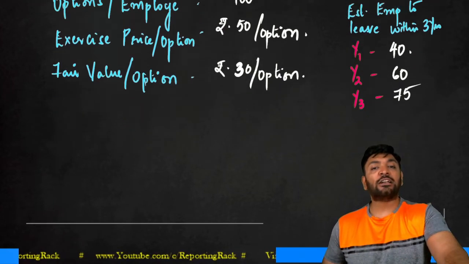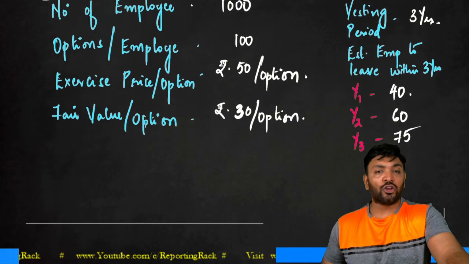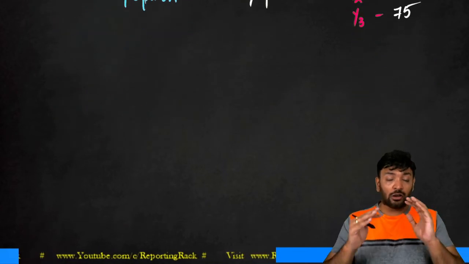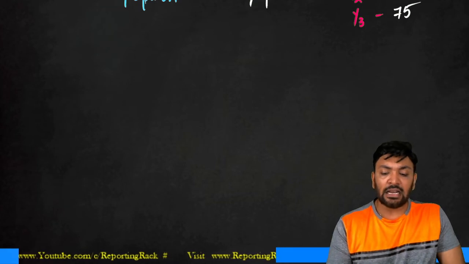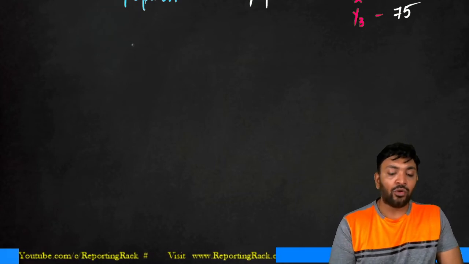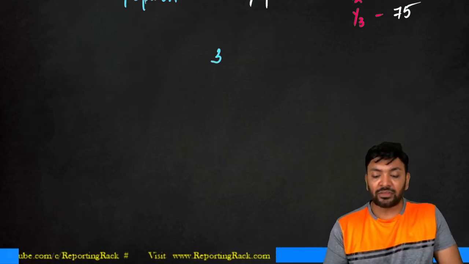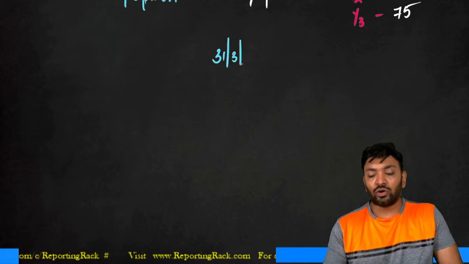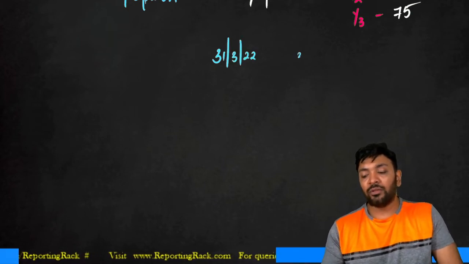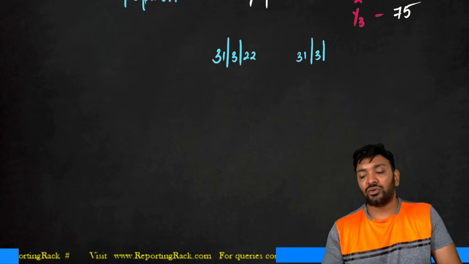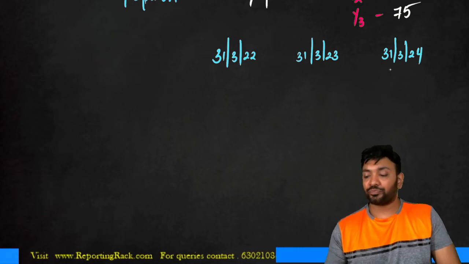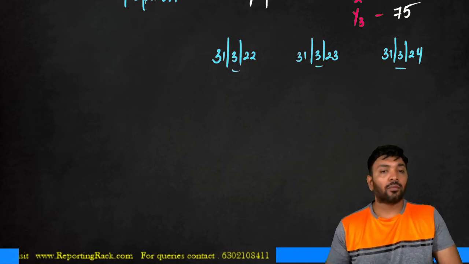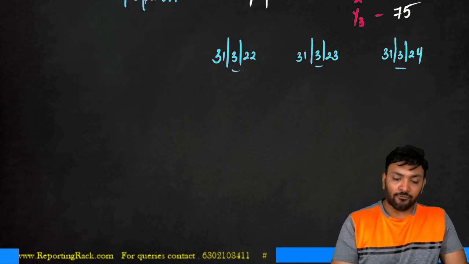Now, I am expected to solve this question. How do you solve? Look at the formula or look at the way in which I solve. 3 years, write down first each balance sheet date. What are your balance sheet dates? 31st of March 2022, 31st of March 23, 31st of March 24.